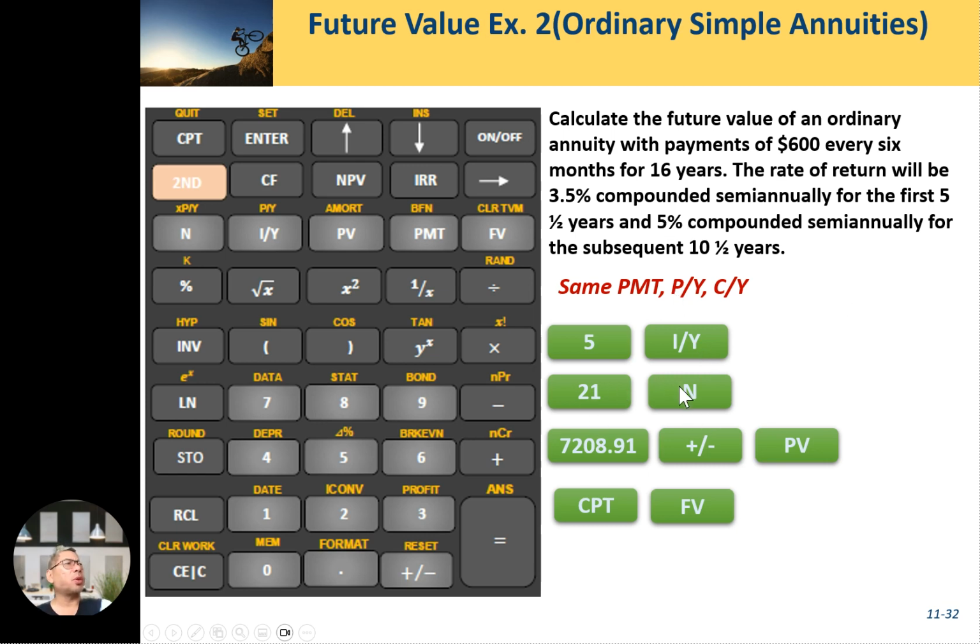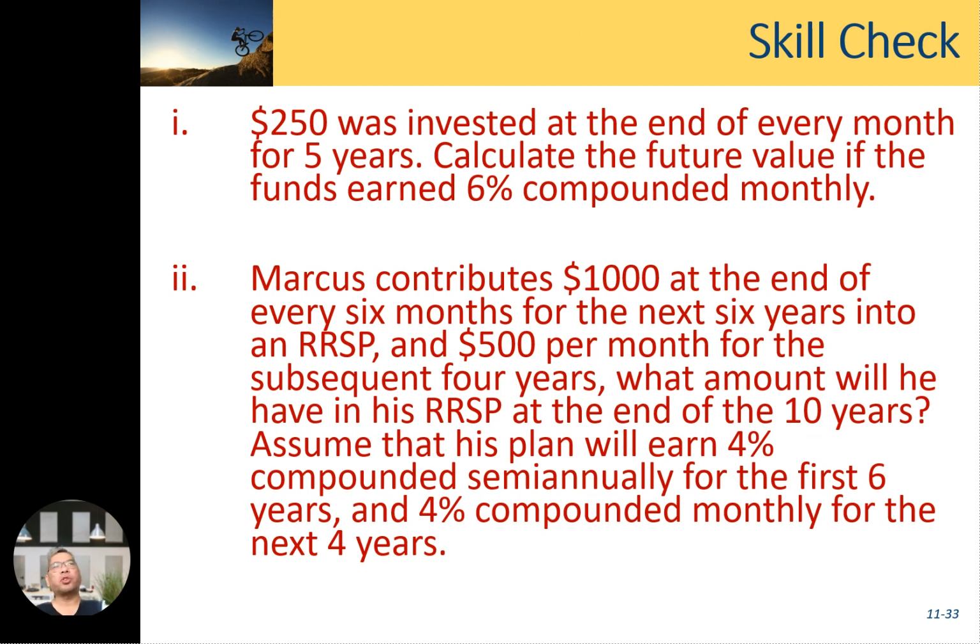21N, why did you get 21N? 10.5 times 2 is 21, which is the next 10.5 years. And then we're going to put in again 7208 plus minus PV, compute future value. You got a total here, 28,417, okay? So let's go on to do the skill check.